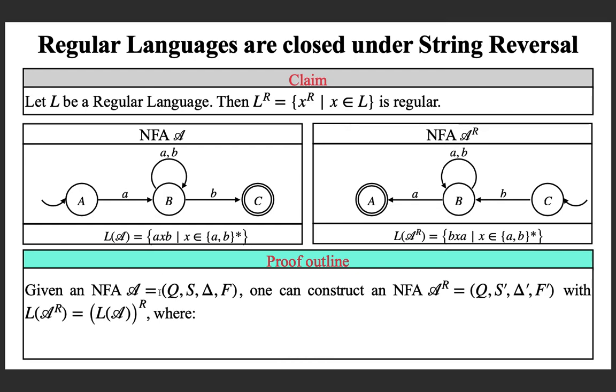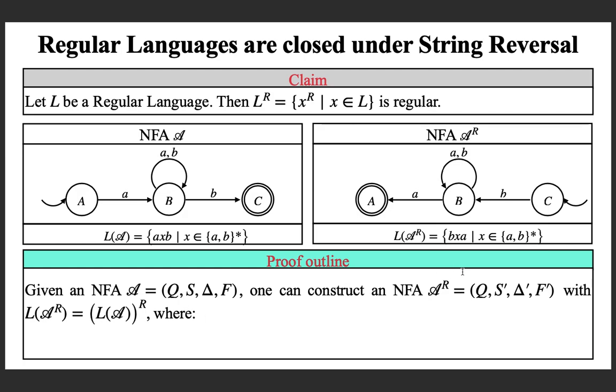Given an NFA A with a set of start states and a set of final states, one can construct an NFA A reverse with the same set of states, a new set of start states, new set of transitions and new set of final states, such that the language of A reverse is nothing but the reverse of the language represented by A, which is what we need.